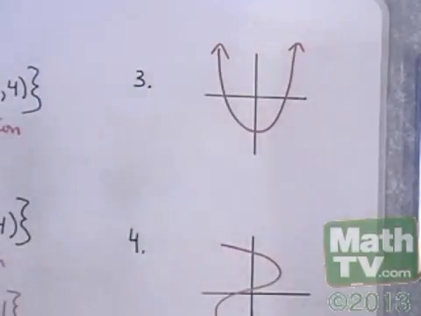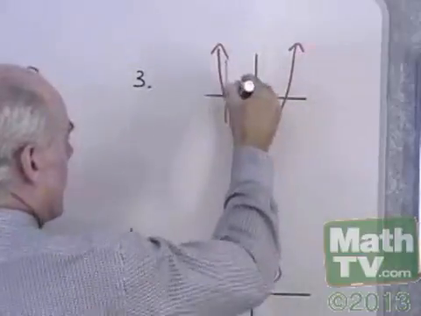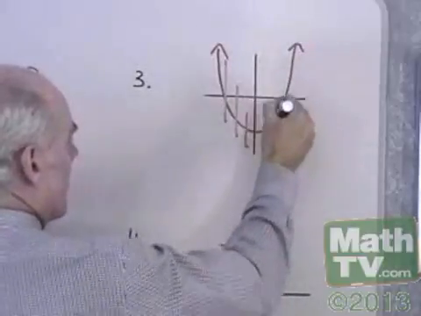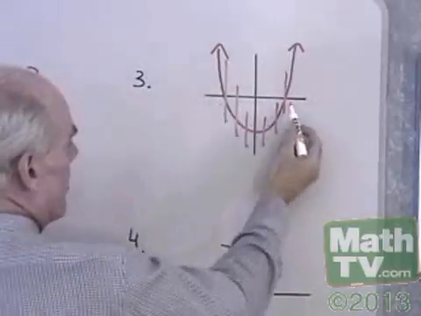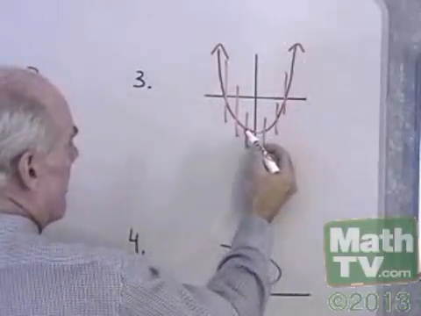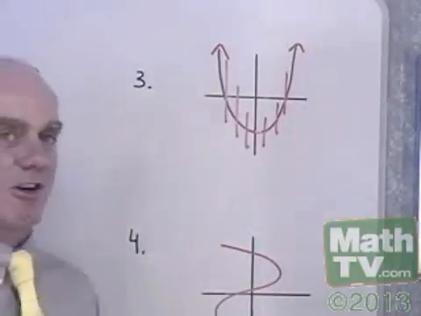For problem number 3, I've written this graph, and I want to know, is this the graph of a function? Well, if no vertical line can be found that would cross the graph in more than one spot, then I have the graph of a function. And as you can see, no matter where I draw a vertical line here, it's only going to cross this graph in one place. Then I know that I have the graph of a function.